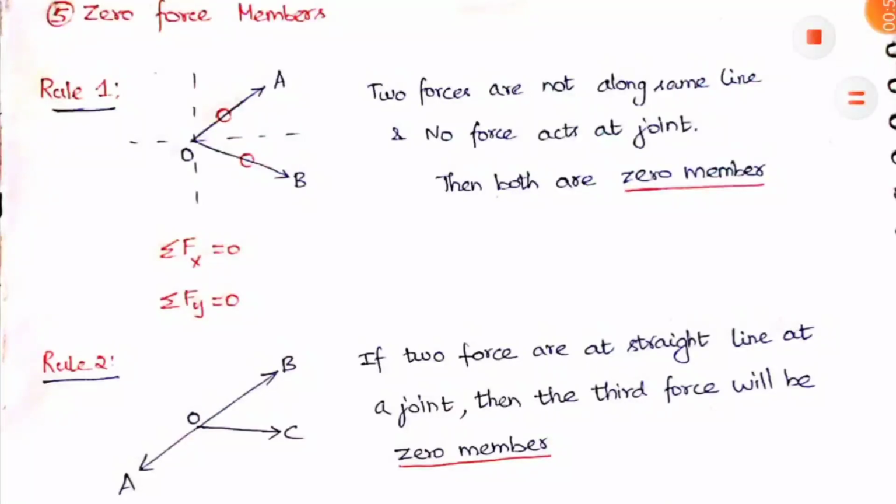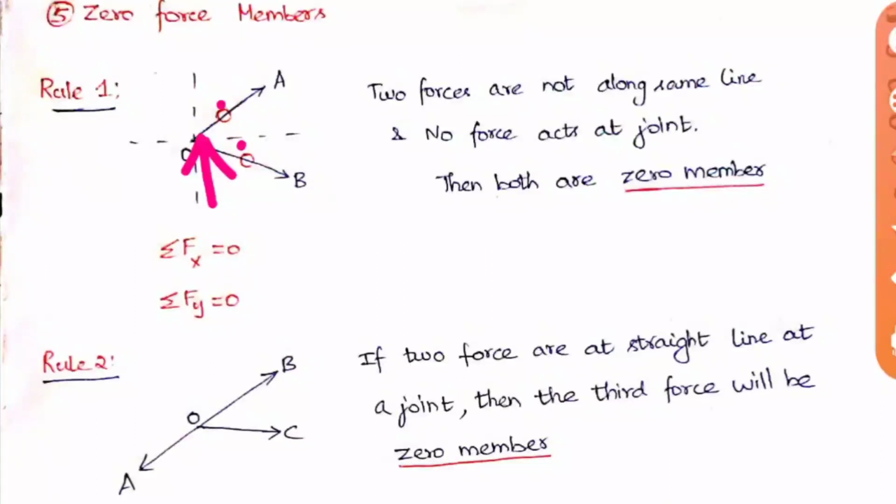Okay, so a simple diagram is given here. When there are no external forces, both of these will be zero force members. Whereas in the same case, if a force is given, that is a support reaction, or if some force is given here, then both members will turn into non-zero members. Okay, so this is your rule 1.